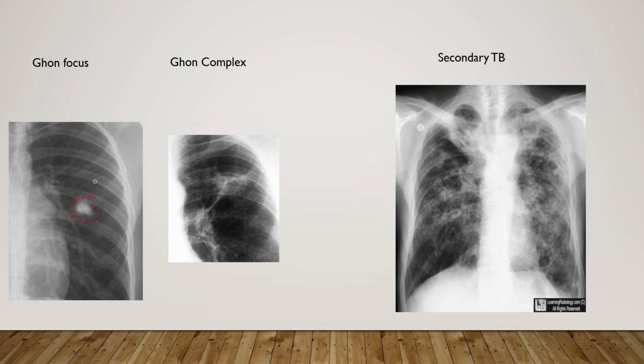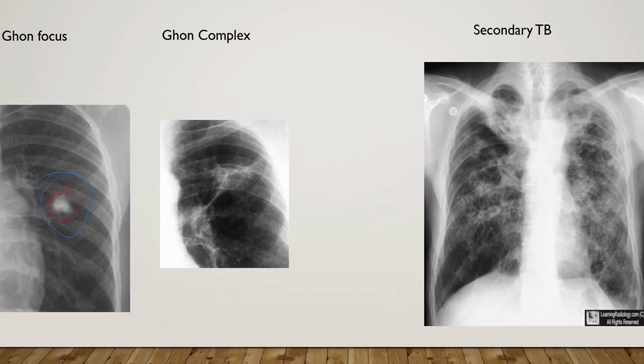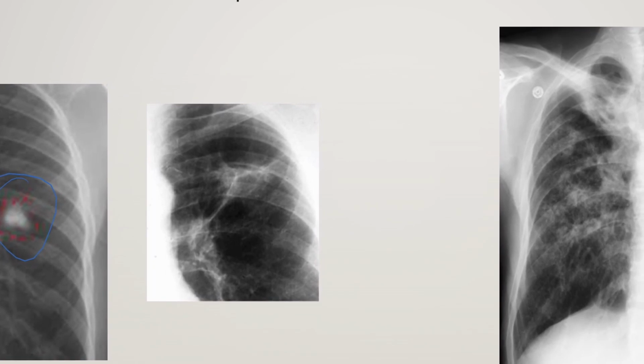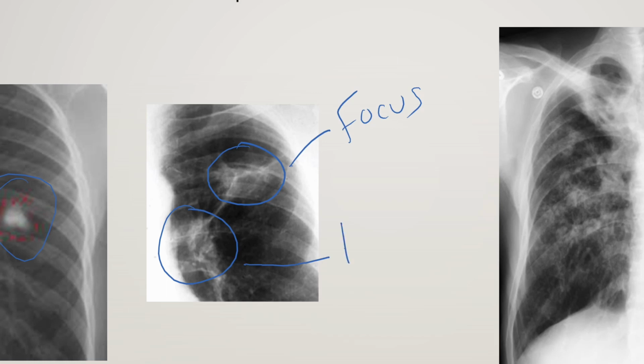Like I said, it's just this solitary granulomatous lesion, as you can see here. Ghon complex. Now, this is the interesting part. Remember how I said lymphadenitis, lymphangitis? What can you see? Here you can see is the actual Ghon focus. This is your focus. Here is your hilar lymph node.